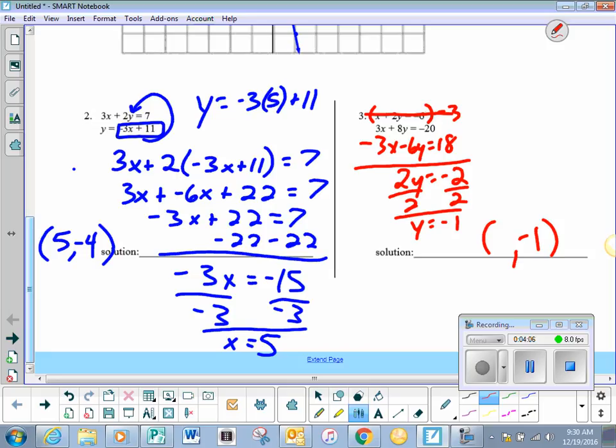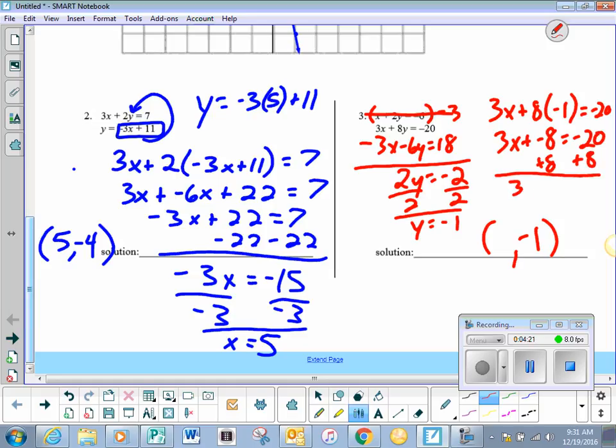If y is negative 1, what is x? 3x plus 8 times negative 1 equals negative 20. 3x plus negative 8 equals negative 20. Add 8 to both sides. So 3x equals negative 12. X equals negative 4. Doesn't matter which equation you use. Okay, let's check it. Is negative 4 plus negative 2 negative 6? Yes. Is negative 12 plus negative 8 negative 20? Yes.